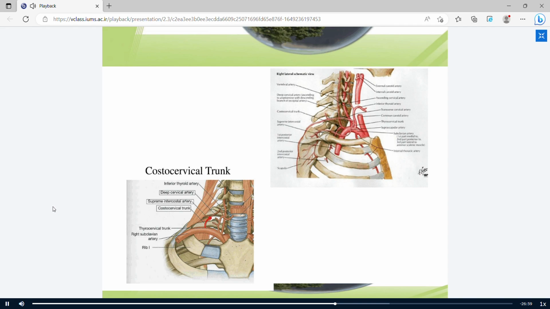It is divided into the deep cervical branch and the superior or supreme intercostal branch. The supreme or superior intercostal branch goes to the first and second intercostal spaces and provides the posterior intercostal arteries for the first and second intercostal spaces. But the deep cervical artery travels upward and goes to the cervical muscles.